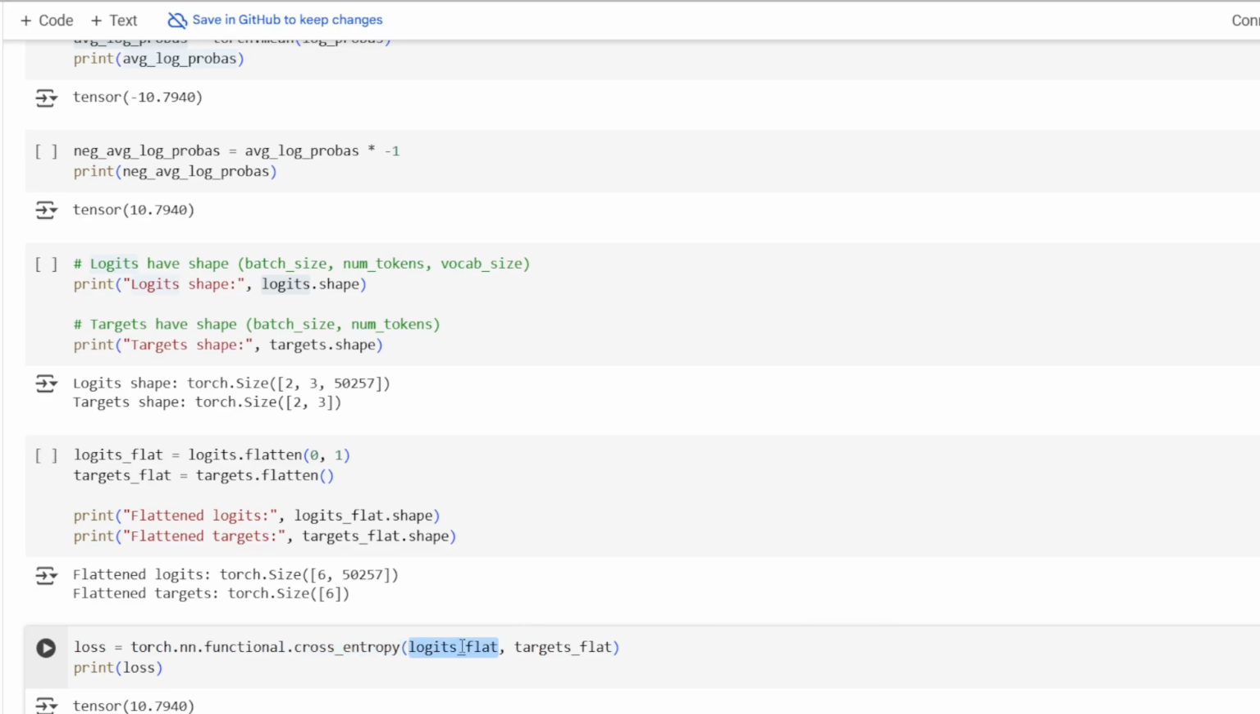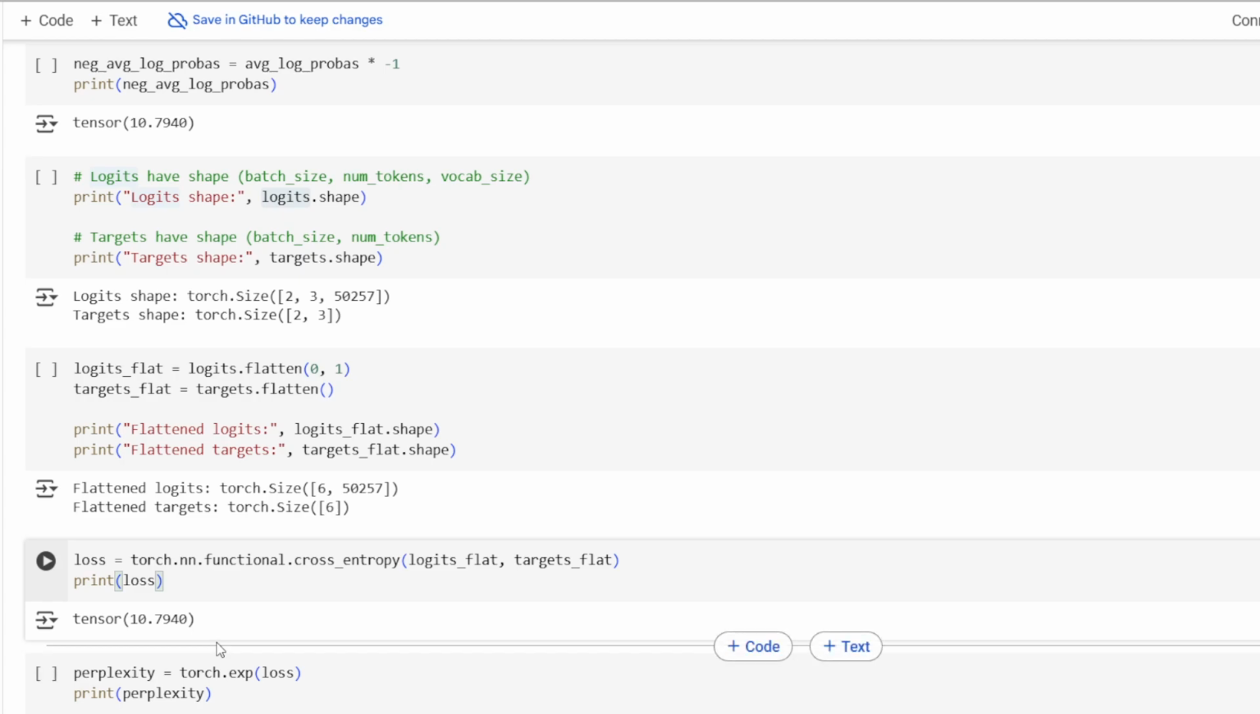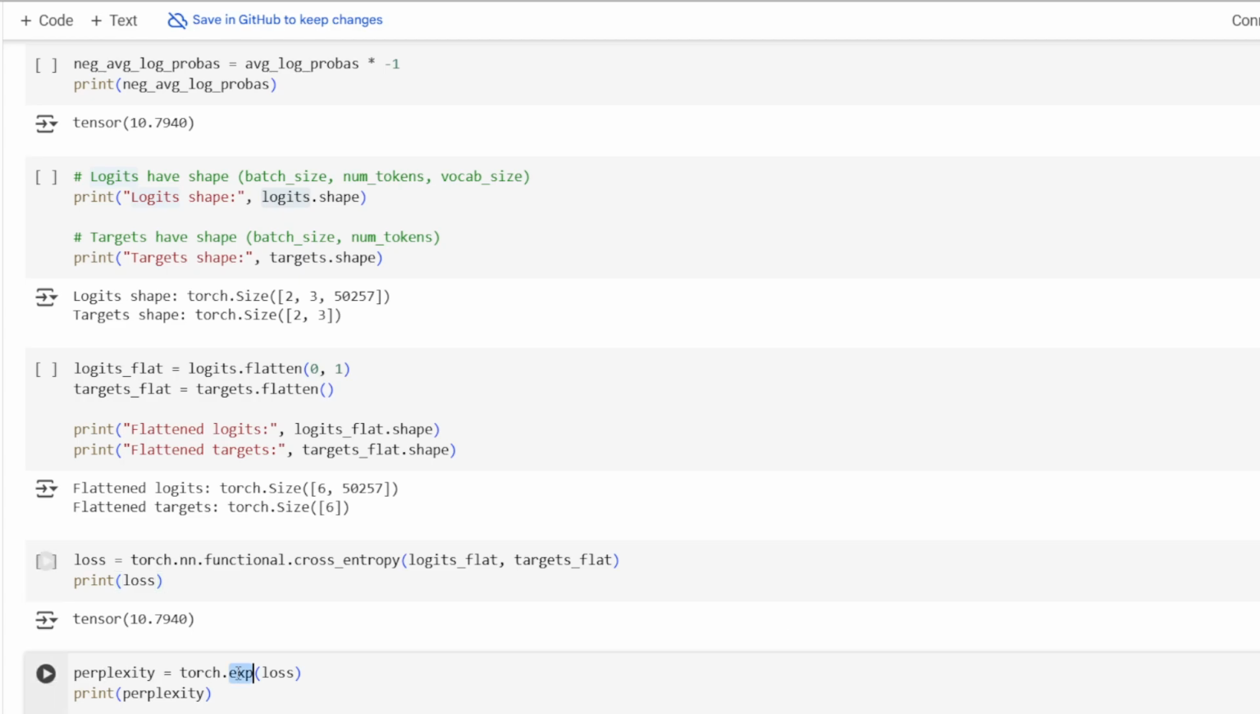So we give it our logits that we have flattened and our targets that we have flattened, and we calculate our loss. As you can see, the loss is the same. And then for perplexity, we just take the exponent of the loss, exponent coming from torch, and we get our perplexity. So that's just it. And here we're just using two examples.